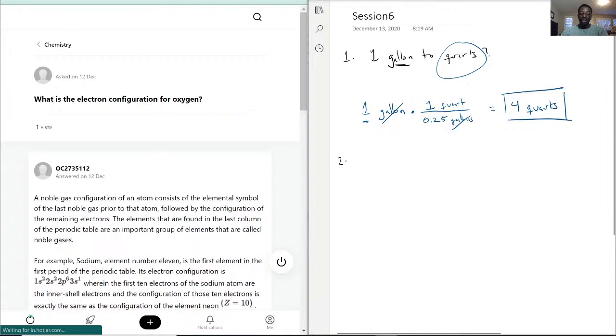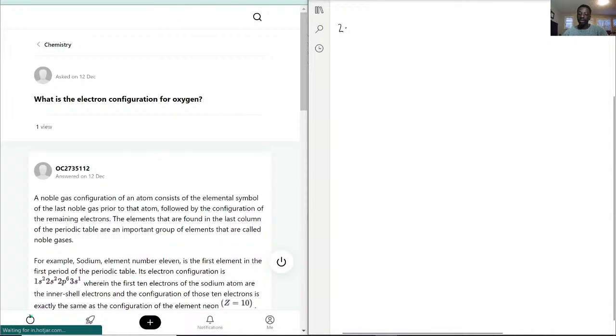Now that we've gotten that warm up, we're going to start delving into a little bit more complicated questions, starting with: what is the electron configuration of oxygen? Okay, so to do electron configuration, it's important to note down our shells. So I have the 1s, 2s, 2p, 3s, 3p, 3d.